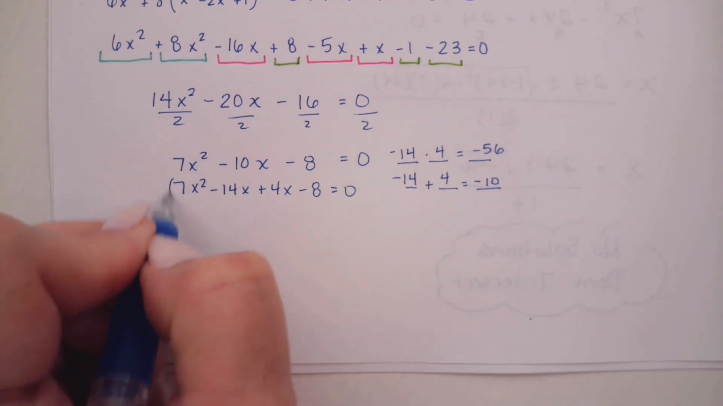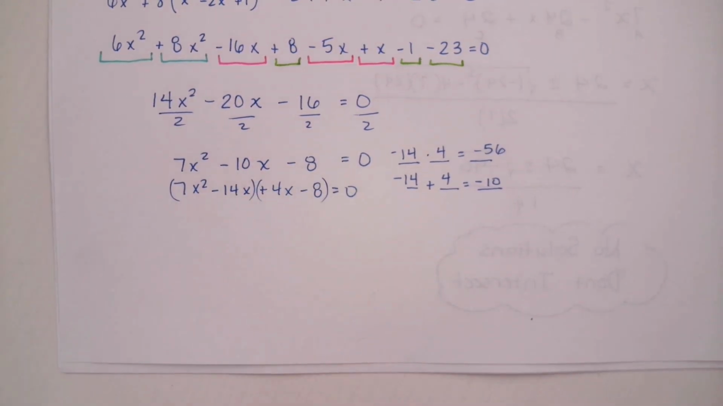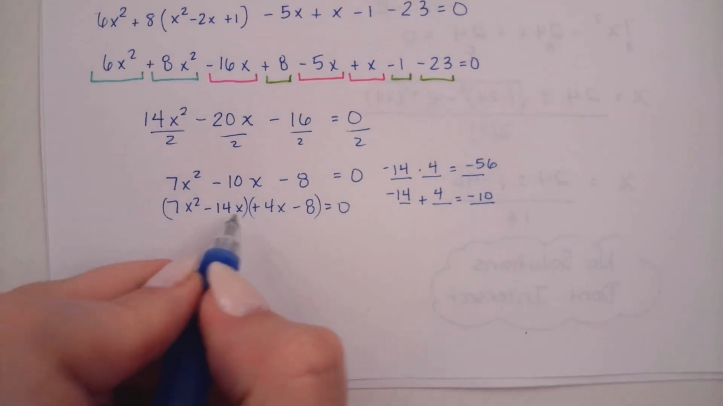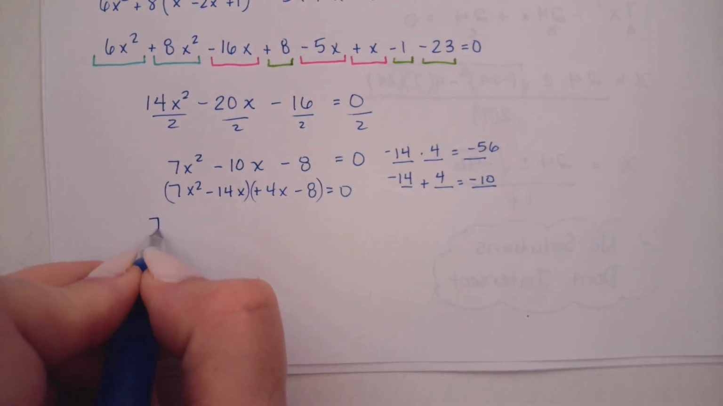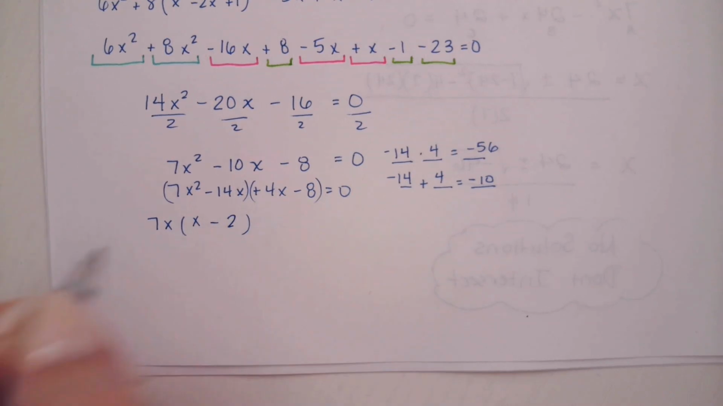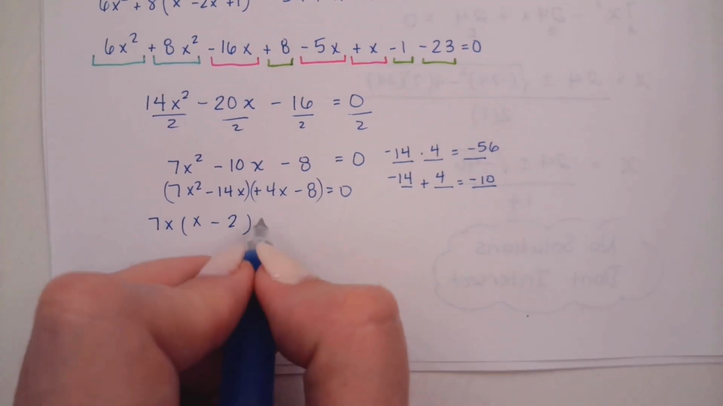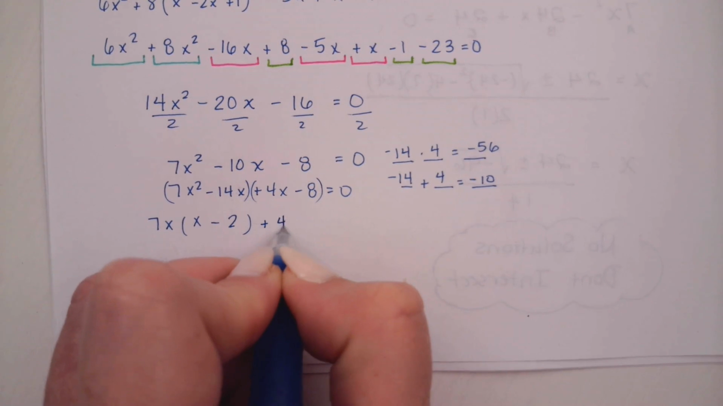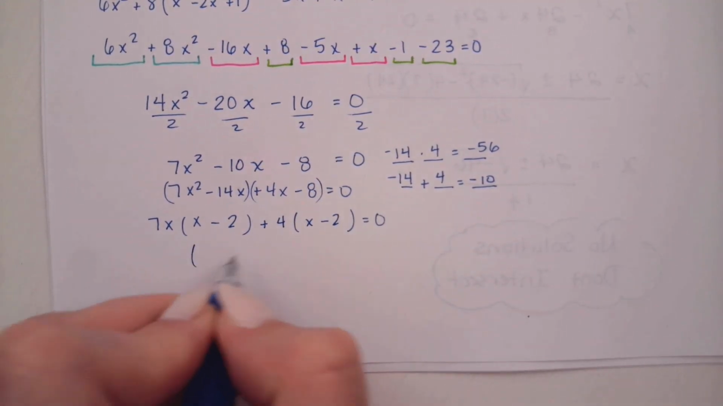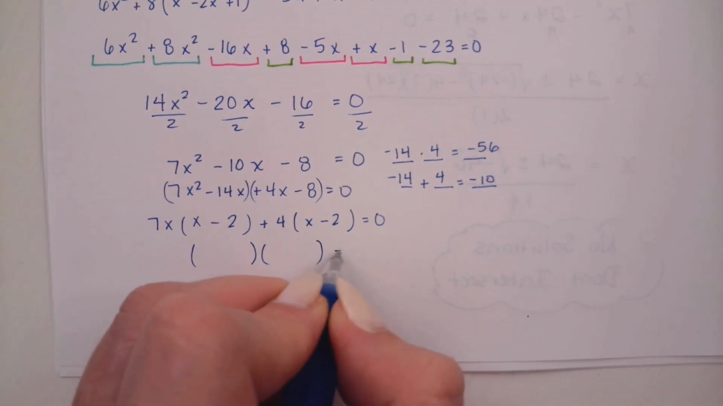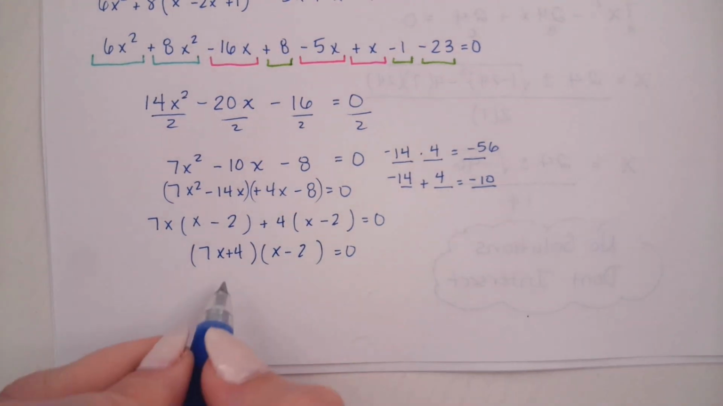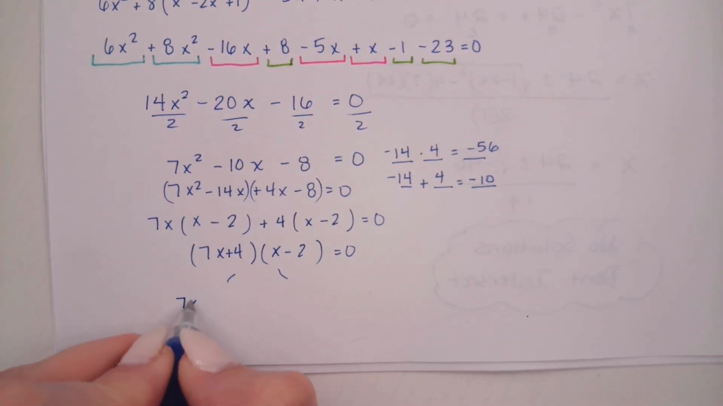We'll group. GCF of the first group? 7x. And then if I divide both by 7x, I'll have an x and a -2. GCF of the second group? 4. Which if I divide that out, I'll get x -2. And then we have 7x plus 1 and x minus 2. And then we'll need to write two little baby equations to solve those.